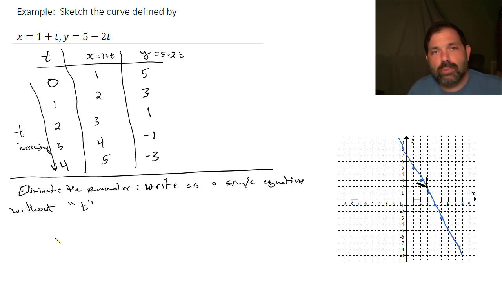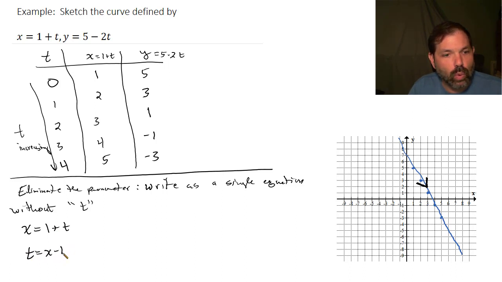Alright, so there's multiple ways to do this, and sometimes there's some special tricks we have to use, but this one's not too bad. Let's start by saying, well, if x is equal to 1 plus t, then I can solve that equation easily for t. t is equal to x minus 1.